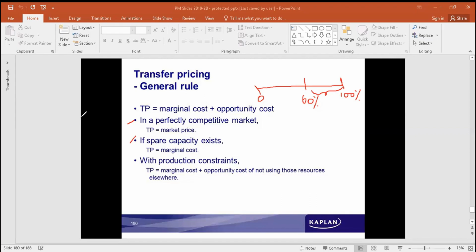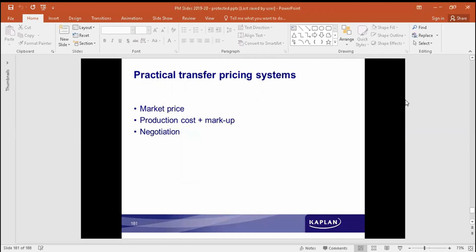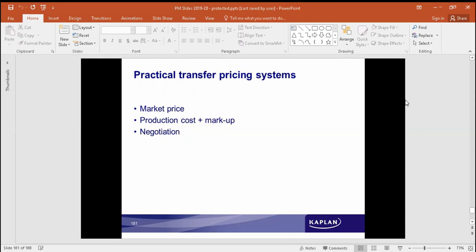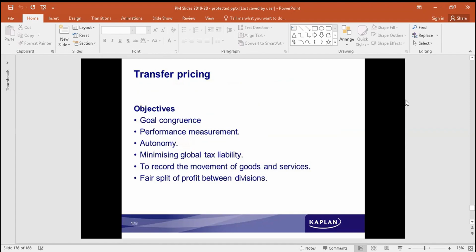I did explain this once again. All this I explained earlier in APM, but I explained it once again in case you might have missed it. That's the only concept there: either it is market price, production cost plus markup, or negotiation. This is about transfer pricing.